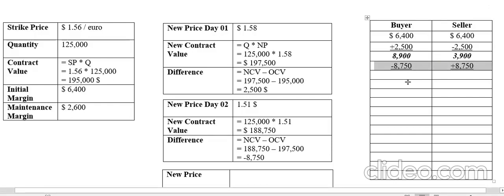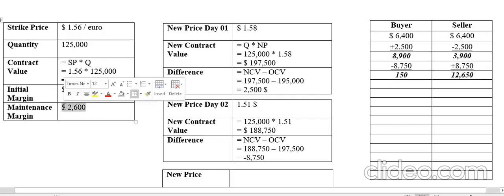Now 8,900 minus 8,750 will give us a positive remainder of $150, whereas 3,900 plus 8,750 gives us a balance of 12,650. So that's our remaining balance here. Now if we see here, the seller has a remaining balance way above the maintenance margin, so that's fine. The seller doesn't have any issue.